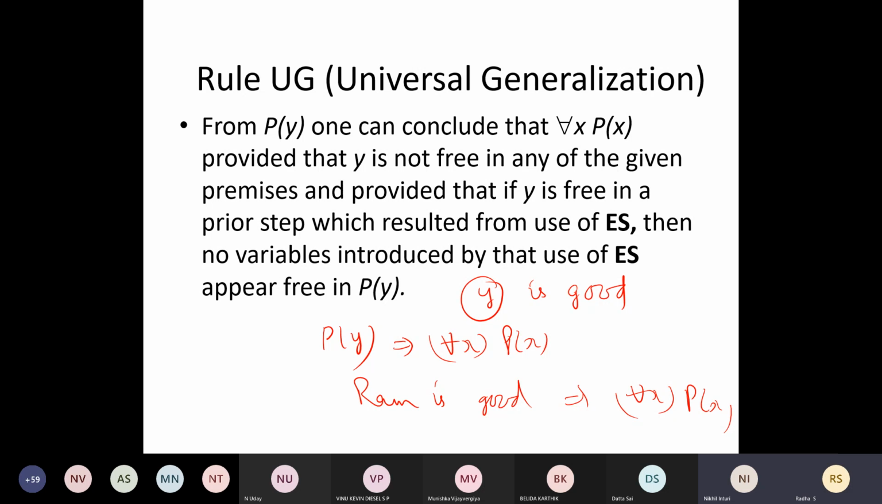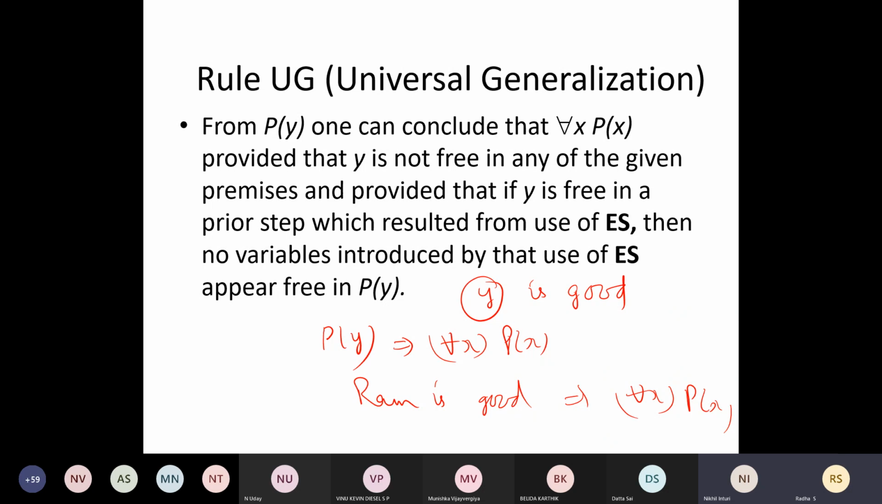Or I can say something like this: some Ram is good in this class. That implies some Ram, I don't know who that is. If you take any Ram or Vivek, he is good in this class, then I can say for all x P of x, everybody is good in this class. Provided that Ram should not be a free variable.